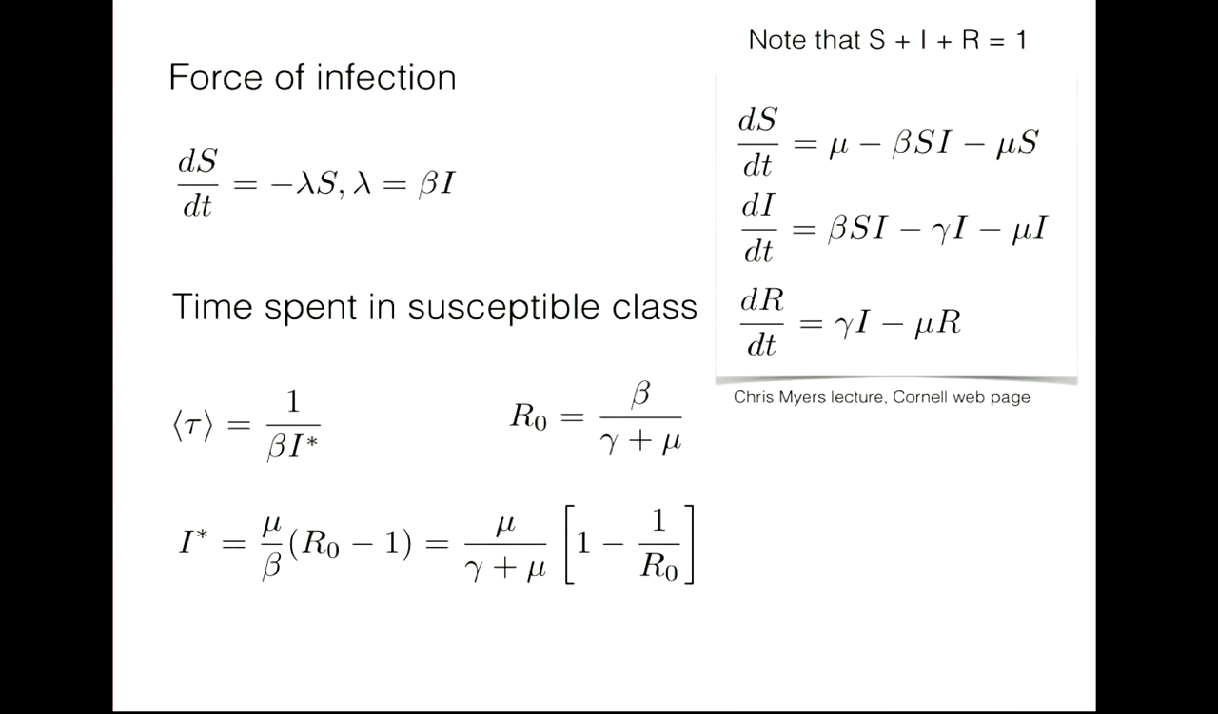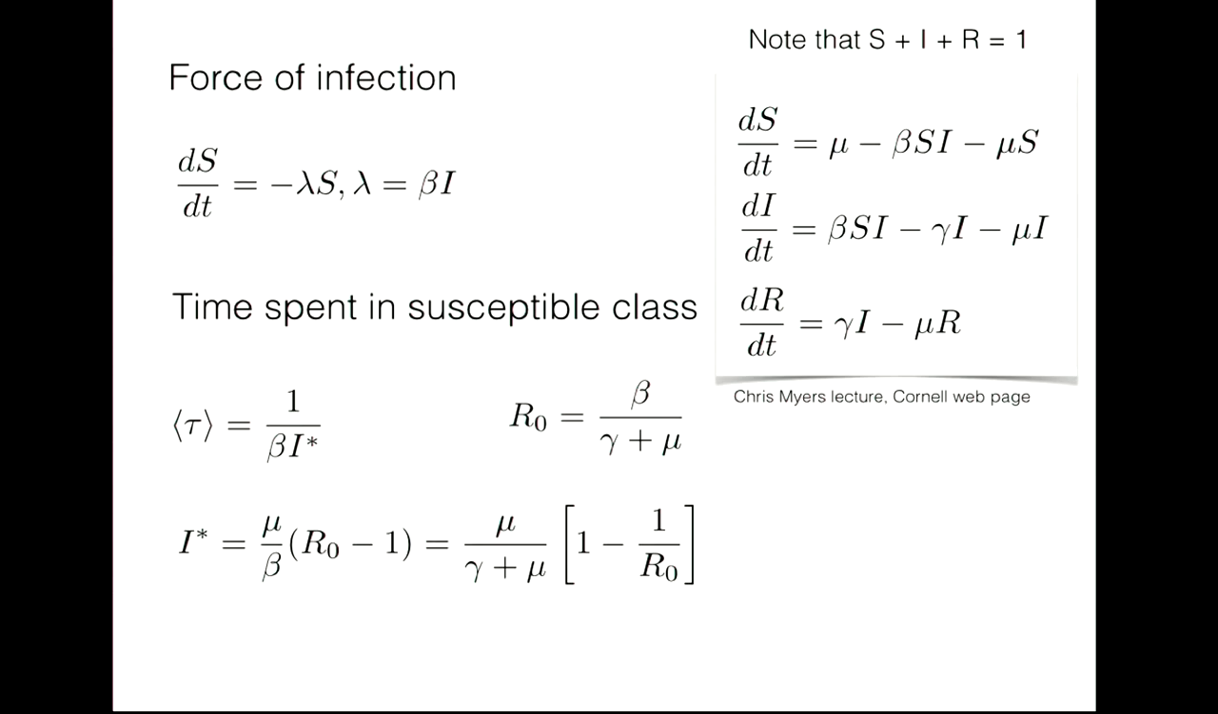So what we discussed last time was, remember how we defined the force of infection. The rate of change of the susceptibles in the population is proportional to the number of susceptibles, and the proportionality constant is called the force of infection and is beta times I. Remember S plus I plus R equals 1, so there is no factor of N that we have for the standard incidence, so it's just beta that appears in that equation.